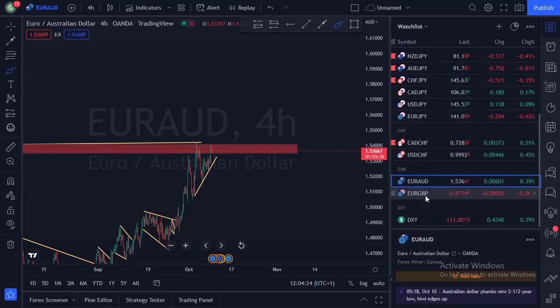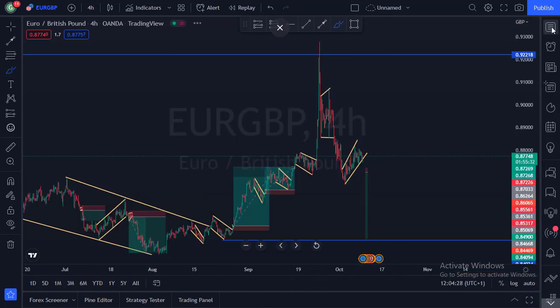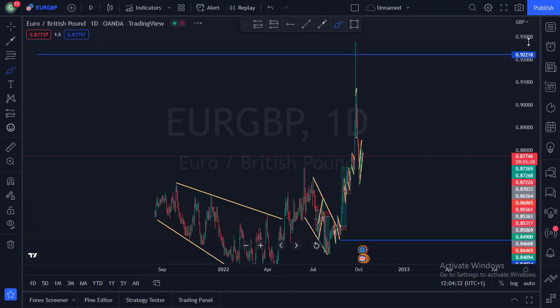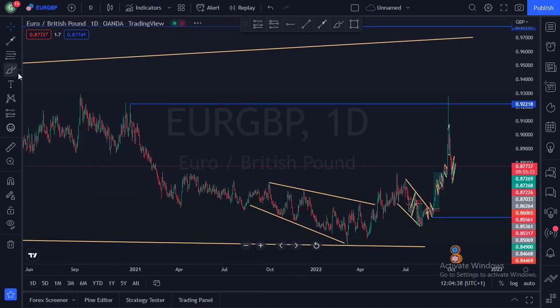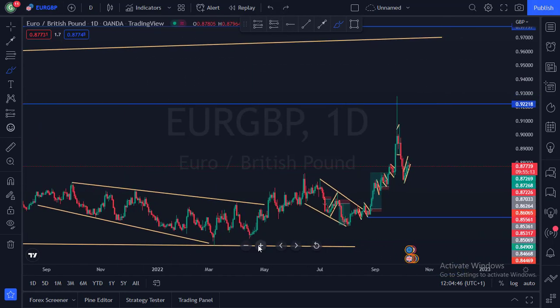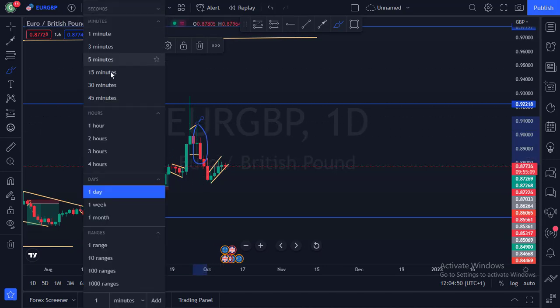And finally, Euro GBP. On Euro GBP, my bias is also a sell. Now why am I looking for a sell? On the daily time frame, we can see that price has given us a potential double top up here. Price came in impulsively to that point, but after that, what happened? Price reversed impulsively as well. So there was this impulsive reversal to the downside.